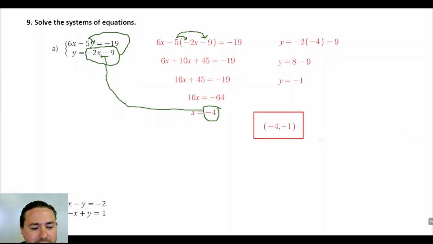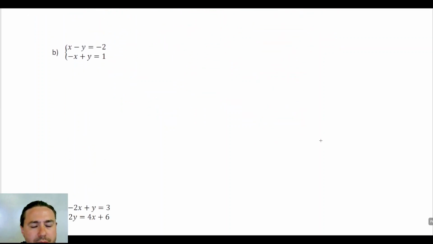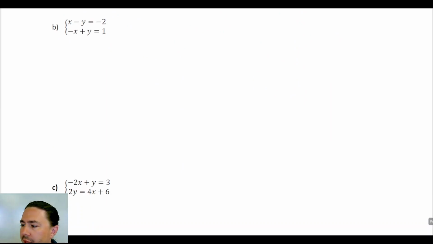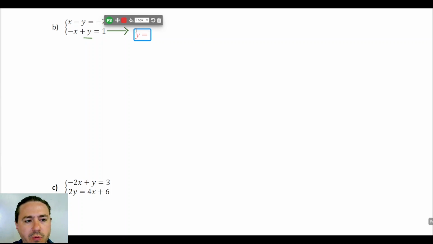Let's examine 9b. Now for part B, this particular system, neither one of the equations has a variable isolated, so I'm going to try to isolate y in that second equation. So I'm just going to rewrite this, and I can do that by adding x to both sides, which will give me y equals x plus 1.